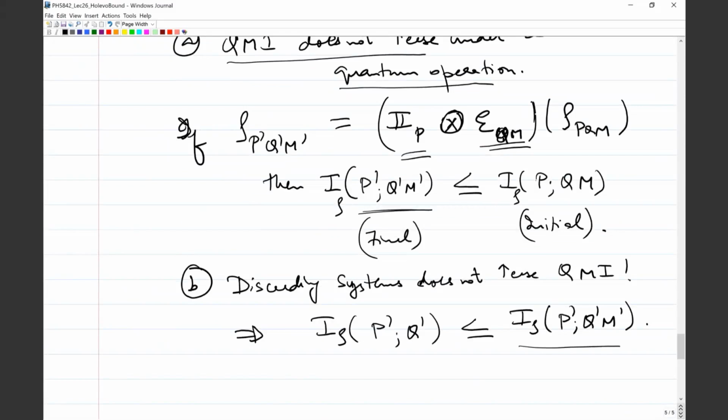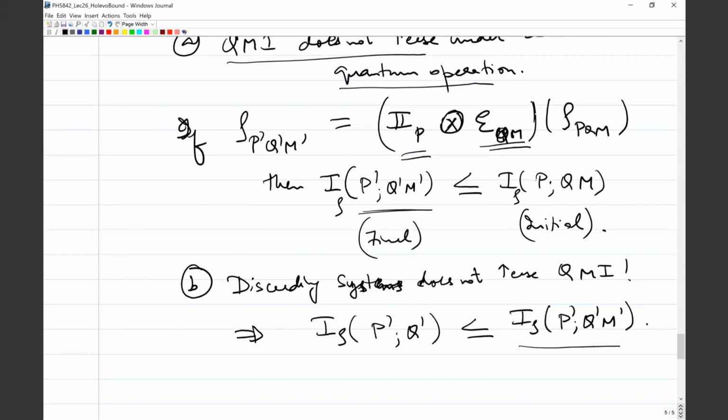Okay. So it turns out that to show both of these things, I have to invoke a certain property of tripartite systems. These are all tripartite systems, right? I have a tripartite system. I'm discarding one system and I'm saying that the mutual information does not increase. Then I'm doing a quantum operation on a tripartite system and I'm saying that the mutual information does not increase. So there's a fundamental property of tripartite quantum states.